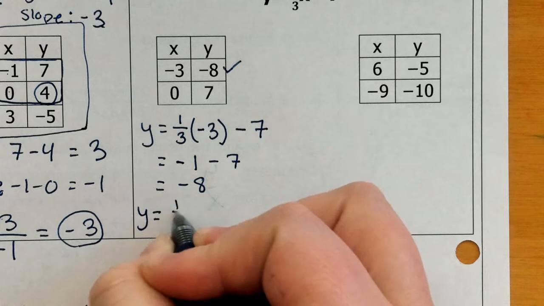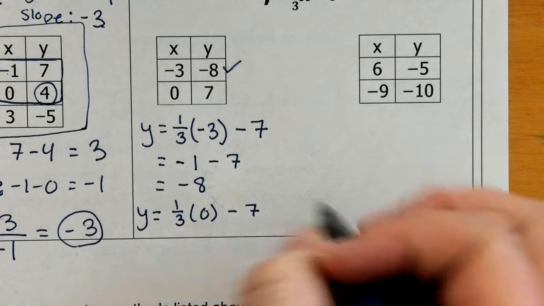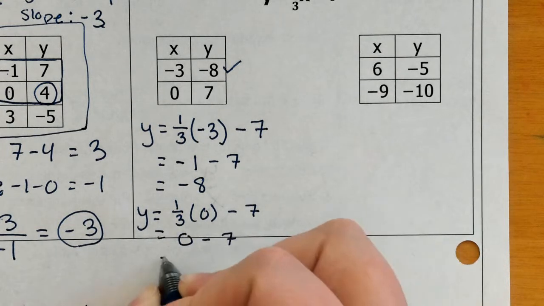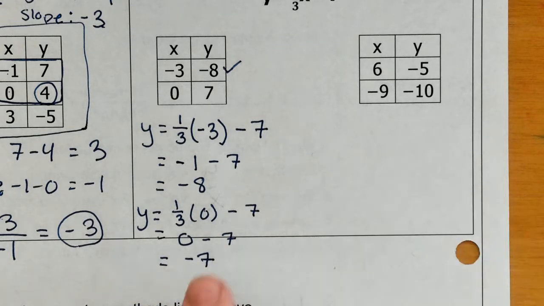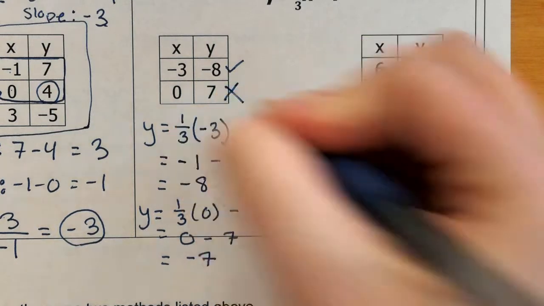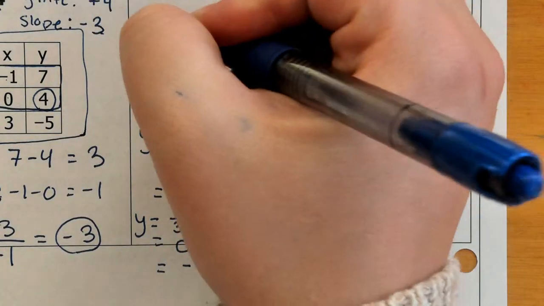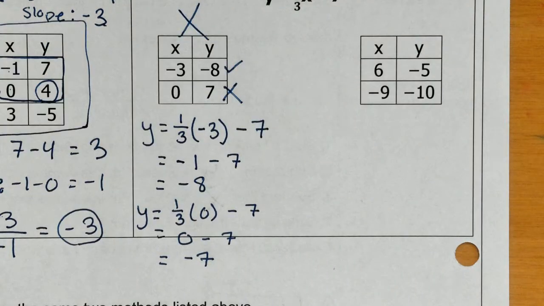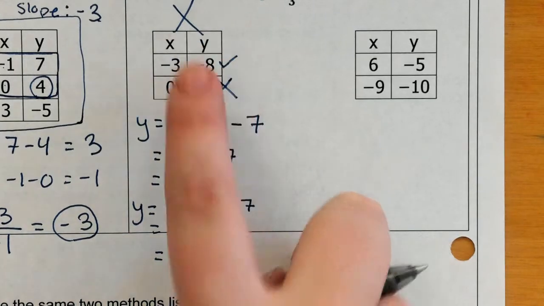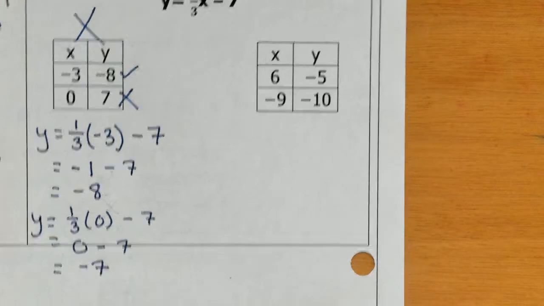So y equals 1 divided by 3 times 0 minus 7. 1 divided by 3 times 0 is 0. 0 minus 7 is -7. If I look, oh, this one says it's supposed to be +7. That's not right. Because that's not right, this table is not our answer. So again, we figured out this table's not it because it had a point that didn't work. So let's try our other table.